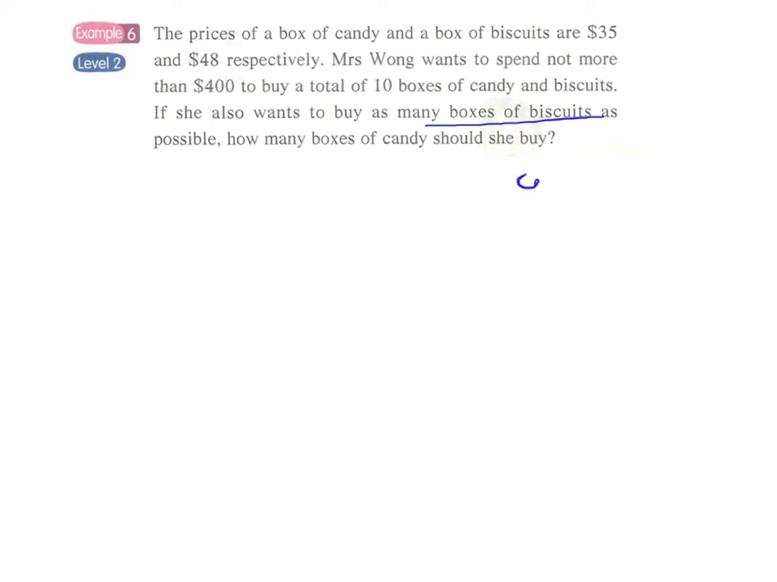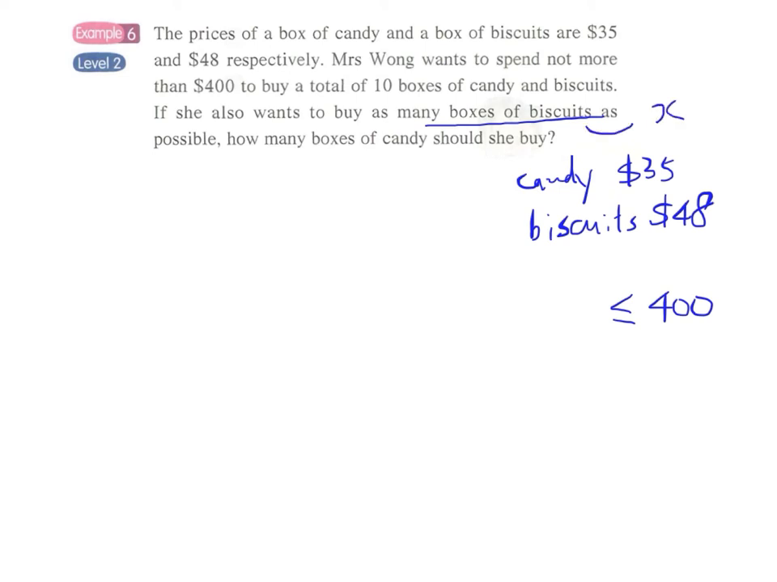So we can just write down candy will be $35 for each box. And biscuits is $40. And she wants to spend less than $400 in buying biscuits and candies. So let's just let the number of boxes of biscuits be X, since she wants to buy as many boxes of biscuits as possible. And then the number of boxes of candy will be 10 minus X.